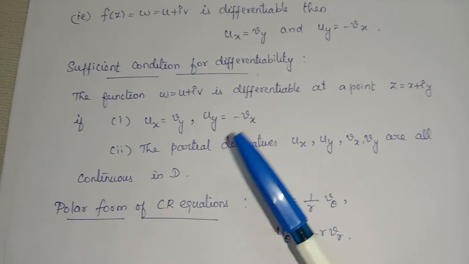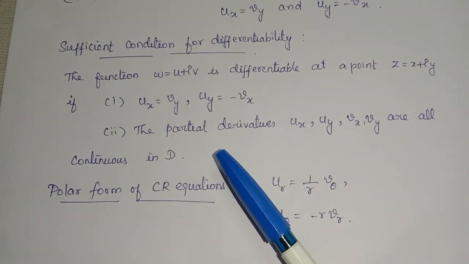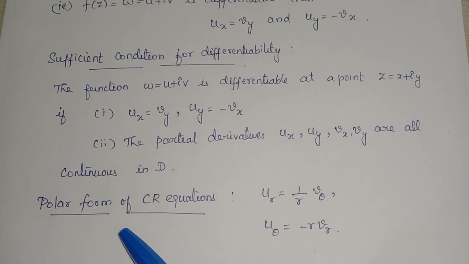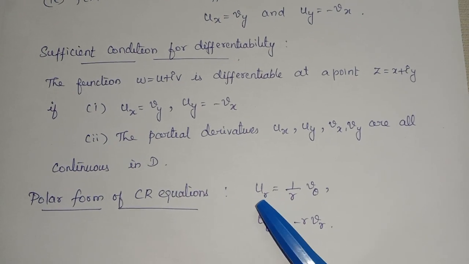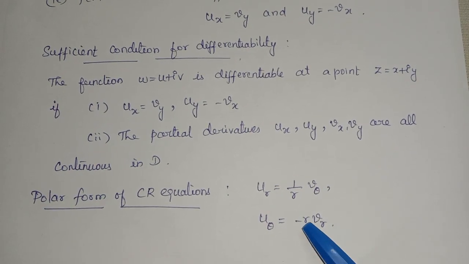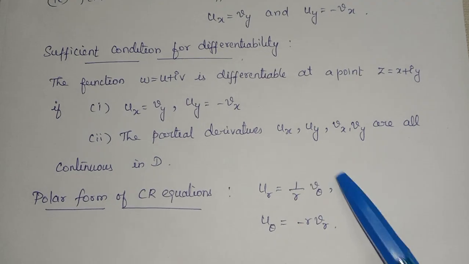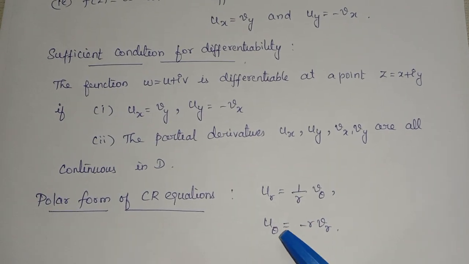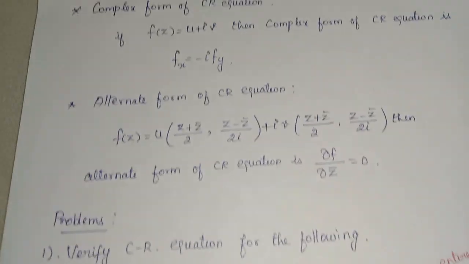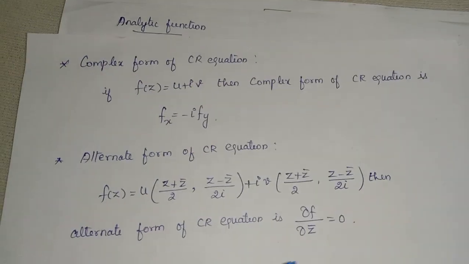Now these CR equations can be written in different forms. Polar form means in terms of r and theta: ur equal to 1 by r into v theta, and u theta equal to minus r into vr. So these are the CR equations in polar form. Okay, one more form is given here.